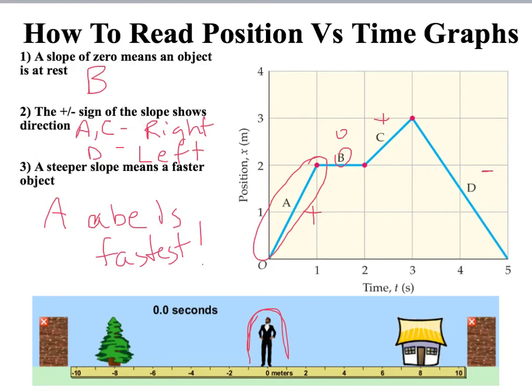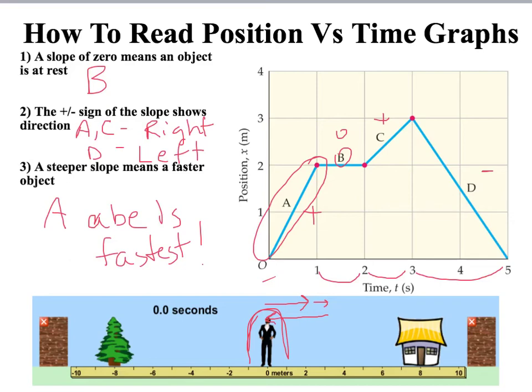And the one that has the least steep slope is B, and that's when Abe is still. So looking at this, what happened is it took 1 second for Abe to move from 0 to 2 meters right. Then he stood still for the next segment. Then, during the 3rd second, he moved 1 more meter to the right, and then it took him 2 seconds to move back to where he started.